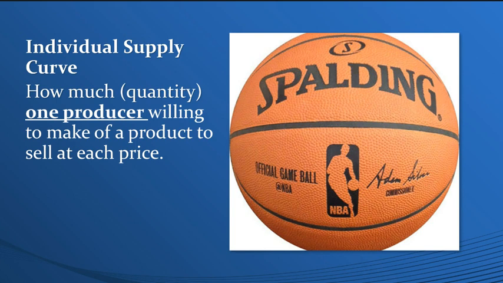So when we look at the schedule that I'm going to put up next, we're going to be using Spalding as our basketball maker. So I'm only looking at basketballs. If I'm asking you, what does this have to do with a supply schedule? You would say, all right, well, this is how many basketballs this one company, Spalding, is willing to make at each price. Let's take a look at it.